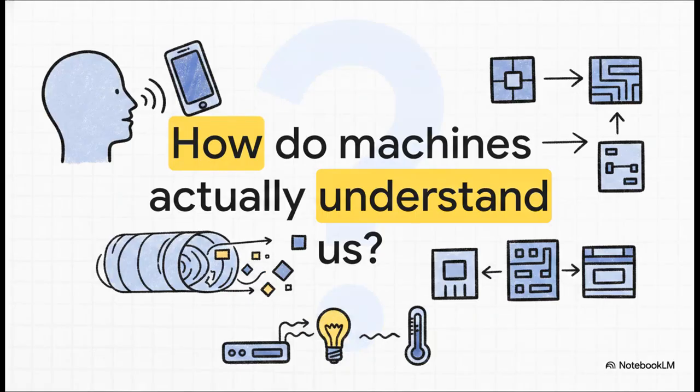So how do machines actually understand us? I mean, from talking to our phones to barking orders at our smart homes, what is literally happening behind the scenes when a machine is listening? We take it for granted every single day, right? But the gap between our messy, organic human speech and rigid computer logic, it's massive.